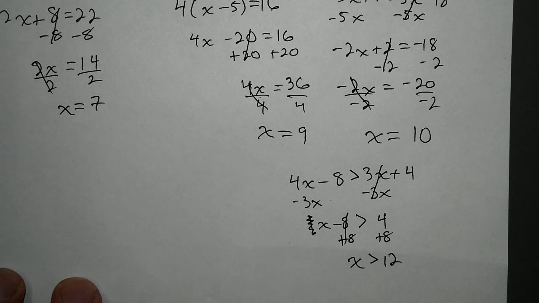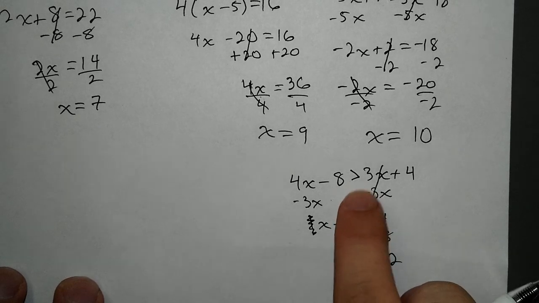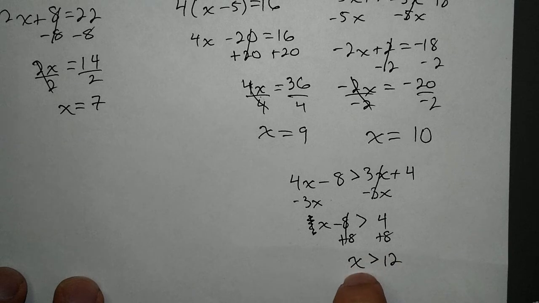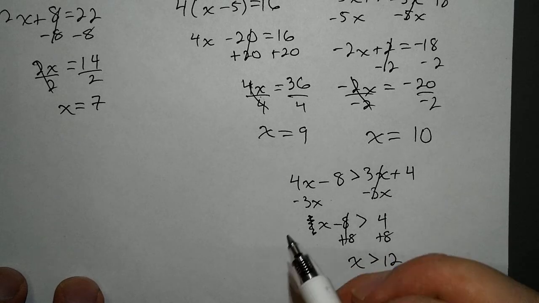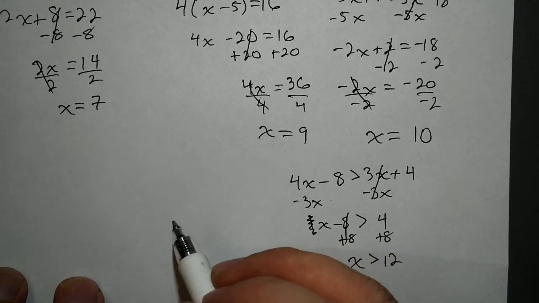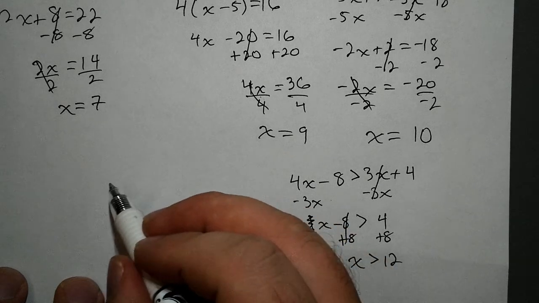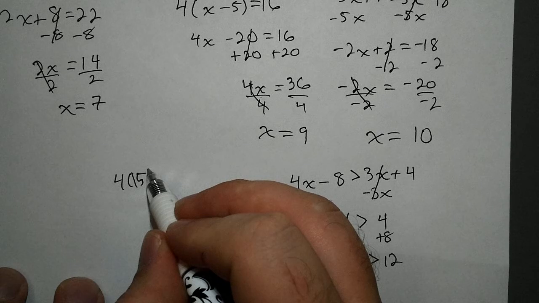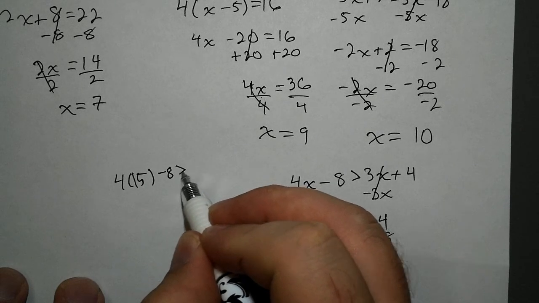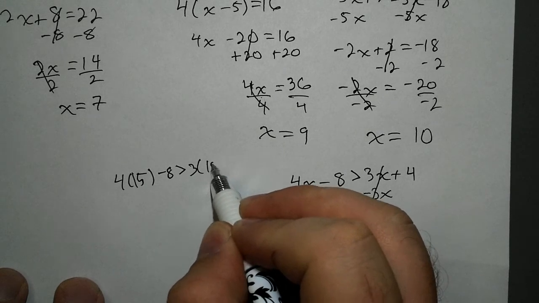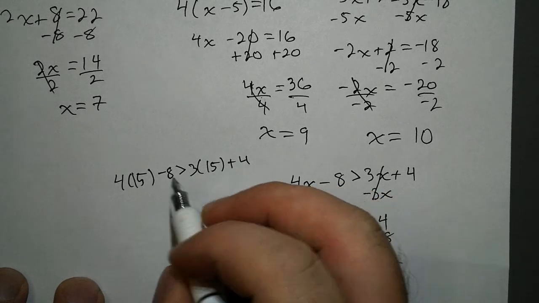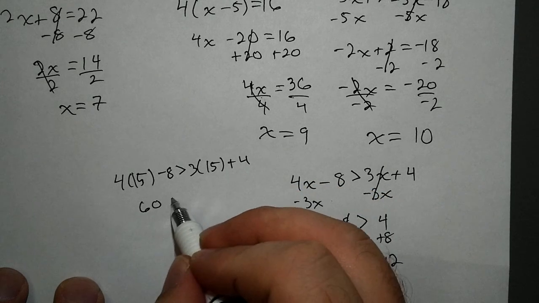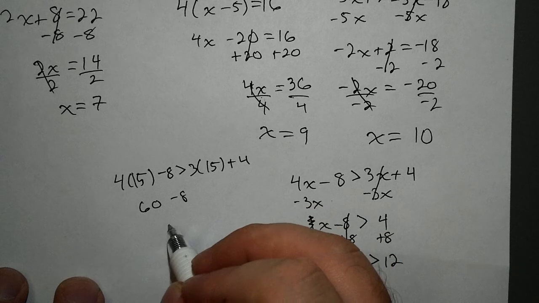So, what I would like you to do on all the inequalities is go back and plug in a number, any number greater than 12, and see if that's just true. So let's try 15. So 4 times 15 minus 8 should be greater than 3 times 15 plus 4. 4 times 15 is 60. 60 minus 8 is 52.